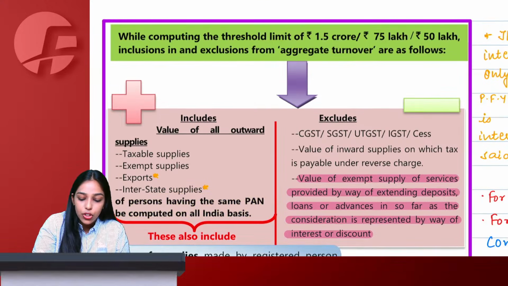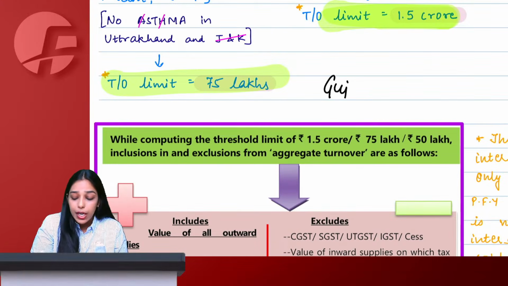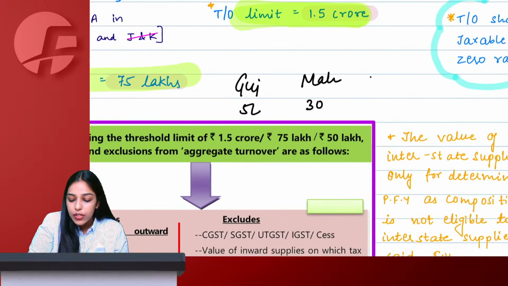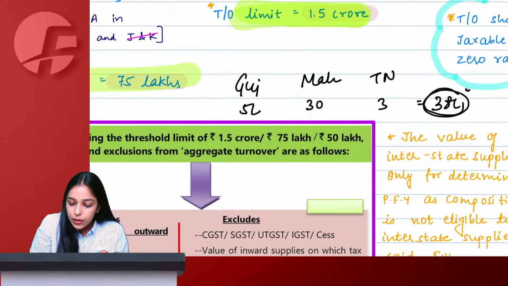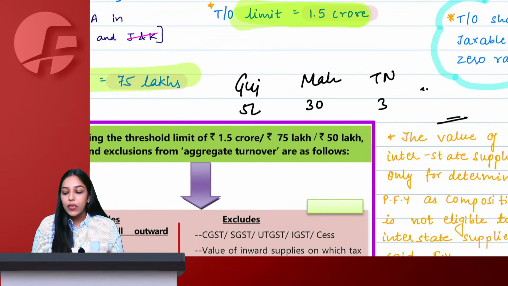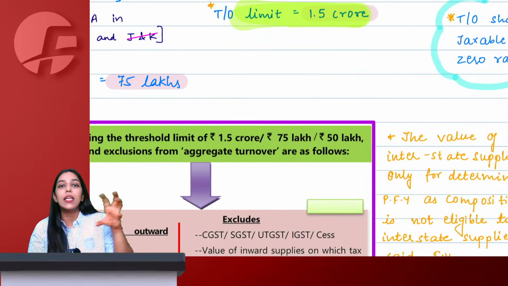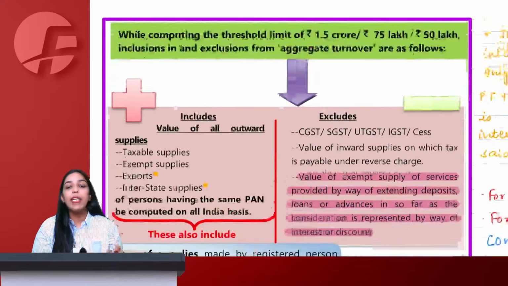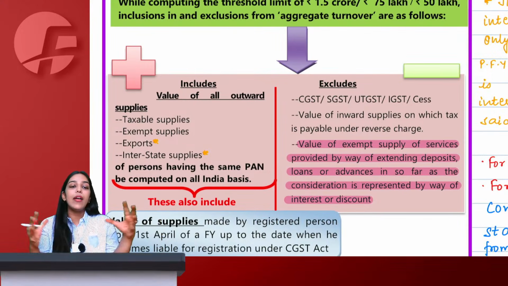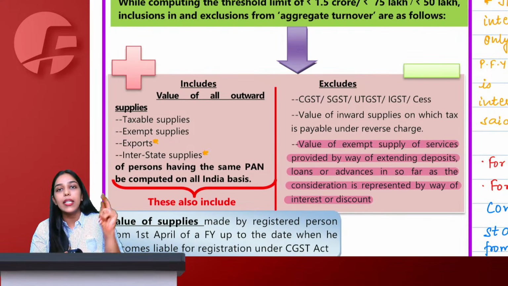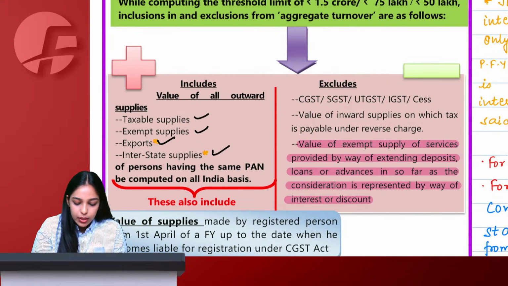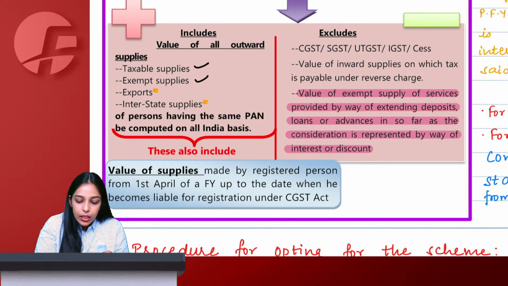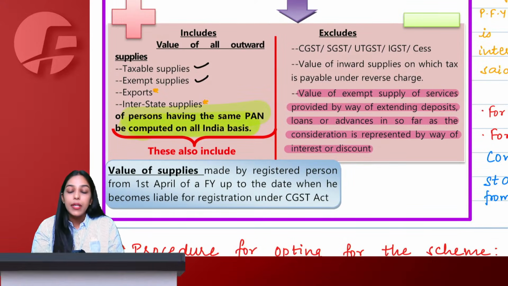So I have one office in Gujarat with a turnover of 5 lakh, one office in Maharashtra with a turnover of, let's say, 30 lakh, and one office in Tamil Nadu with a turnover of 3 lakh. So my total aggregate turnover is going to be 38 lakh. So if a single person having one PAN has multiple places of business across India, while calculating aggregate turnover, you will have to add all the things done under the same PAN. So we include all kinds of taxable, exempt, export, interstate supply, whatever is happening under a single PAN, and then we check the applicable turnover.